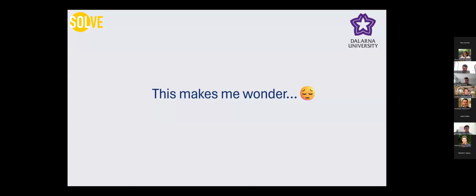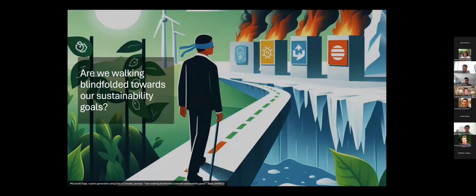So yes, this makes me wonder, are we walking blindfolded towards our sustainability goals? Are we aiming towards something but measuring how close we are to that goal with other measurements that perhaps are not as precise or as coherent with the goals that we have? We need everything. We need something that works, that is economically feasible, and that is environmentally feasible. And we have the tools to do it. We have multi-objective optimization and certain algorithms that can help with that.